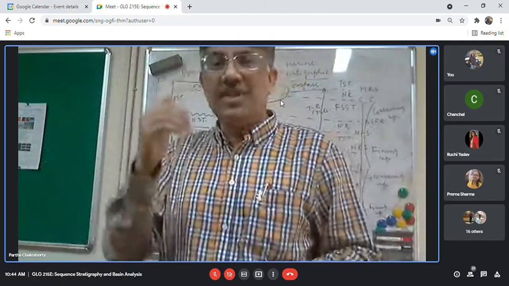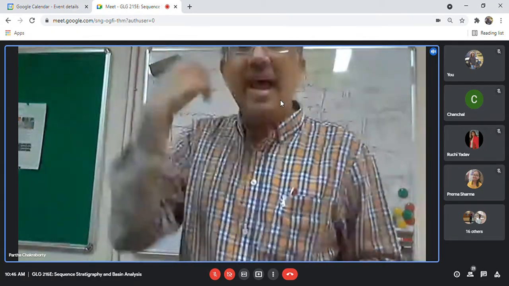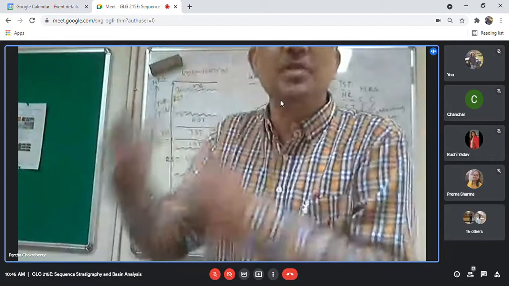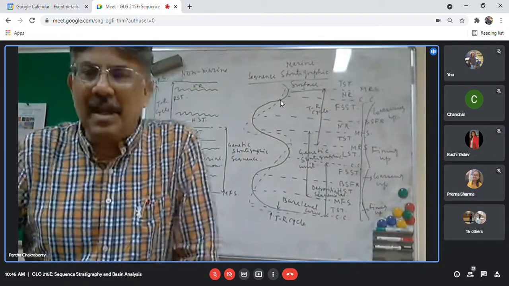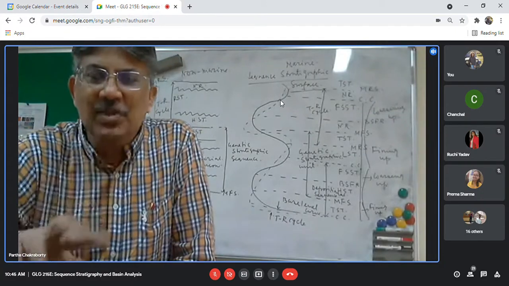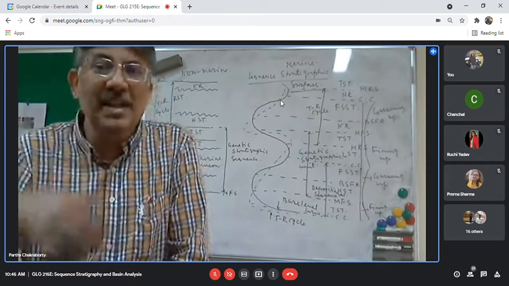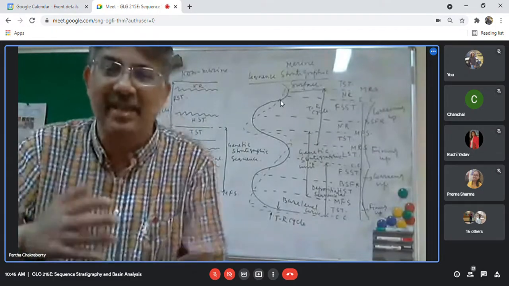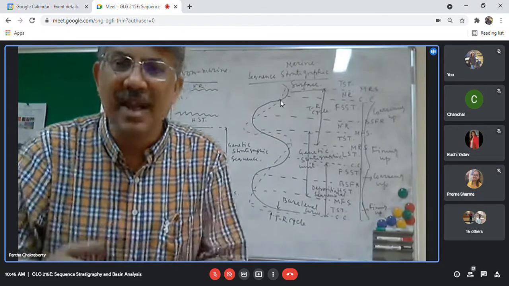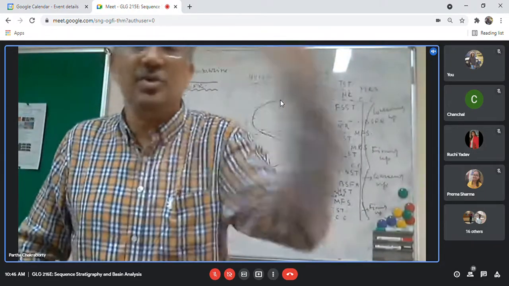There is an offset between these two curves, and this offset is basically giving rise to different sequence stratigraphic surfaces. Am I clear? The offset between the two curves exists because of transgression. It is not that the base level will immediately change along with transgression. There will always be a time lag between a transgression and the adjustment of the base level with the transgression.